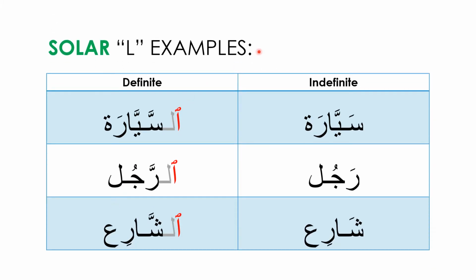Let's read some examples of the solar lam. Notice that the L sound will not be pronounced. There is nothing written on it, and a shadda is provoked on the first letter of the original word. Sayyara, as-sayyara. Rajul, ar-rajul. Shari', ash-shari'.